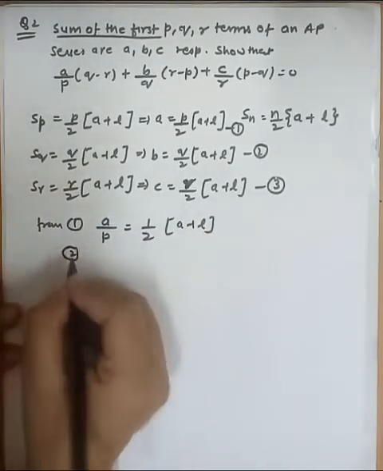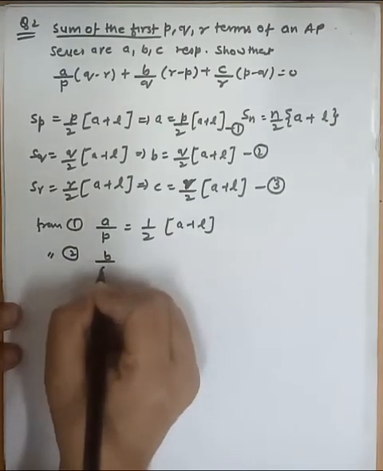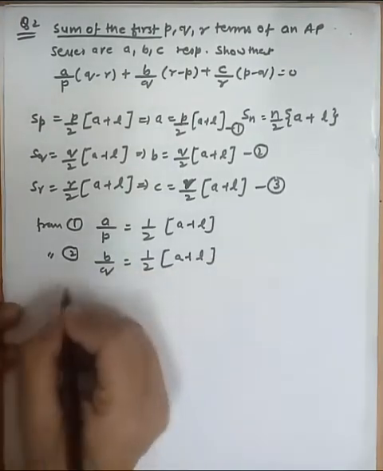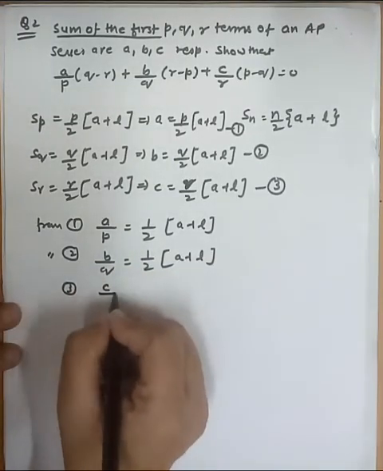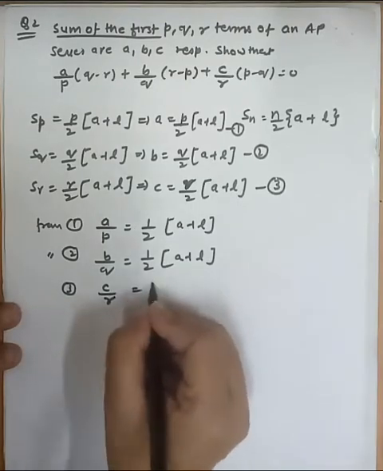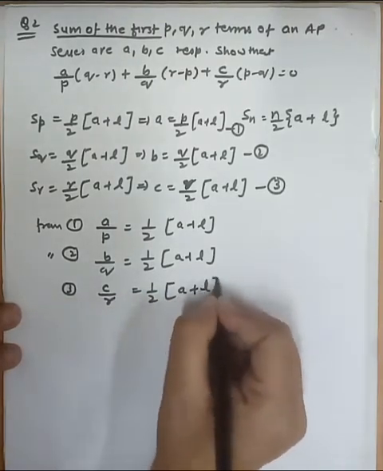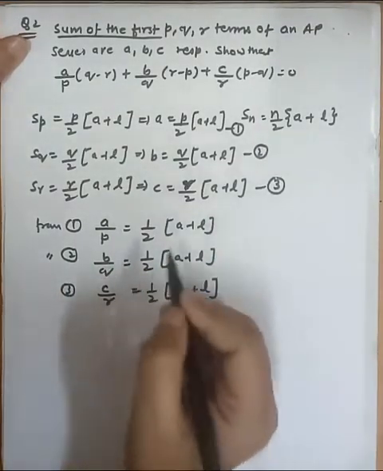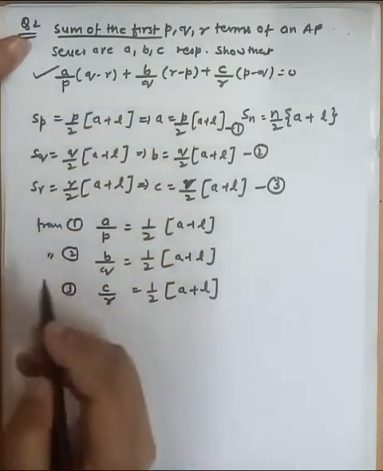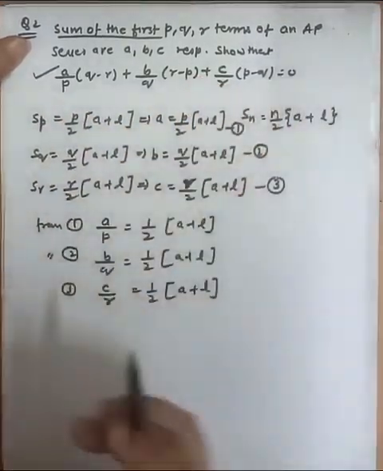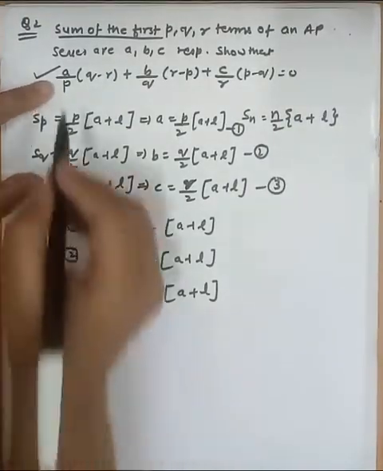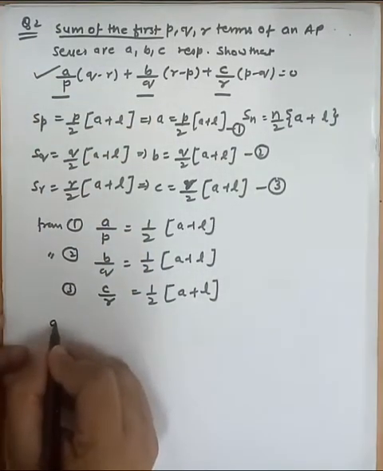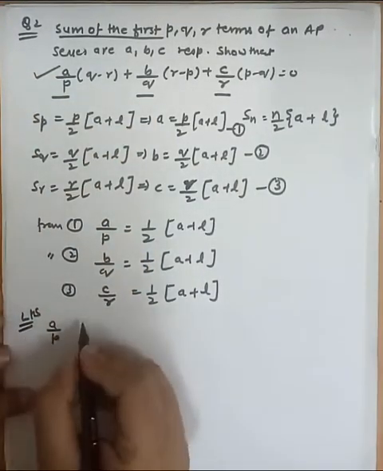From 2, B upon Q, and from 3, C upon R. Okay. Now put these values of A upon P, B upon Q and C upon R in this expression. Take the left hand side and show the right hand side. So put the values of A upon P, B upon Q and C upon R in the left hand side of this expression.